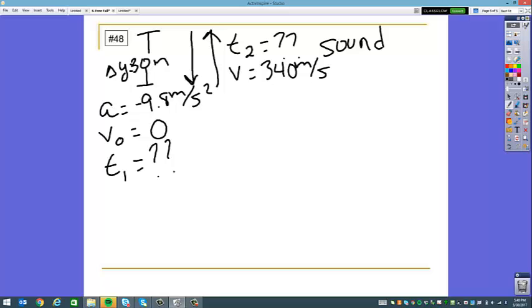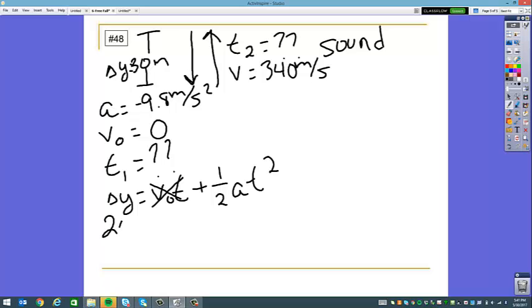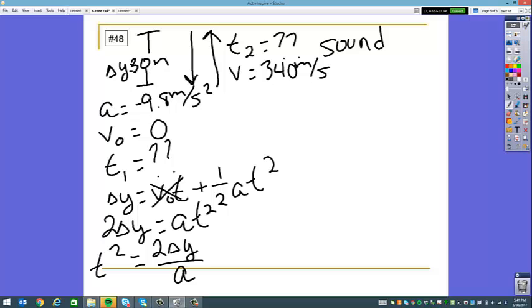First, to find the time on the way down, if you look at your givens and your unknown, you have delta Y, acceleration, V naught, and T. So I can use the second amigo: delta Y equals V naught T plus 1/2 A T squared. Your initial velocity is 0, so V naught T cancels out, and you don't have to use the quadratic. Multiply both sides by 2 to clear the fraction: 2 delta Y equals A T squared. Divide by A: T squared equals 2 delta Y over A. Take the square root of both sides: T equals the square root of 2 delta Y over A. Then plug it in.